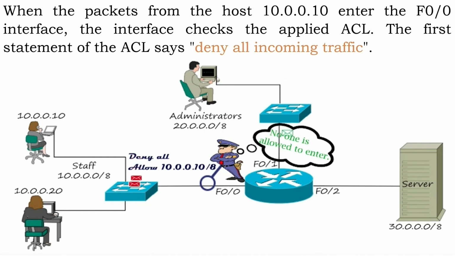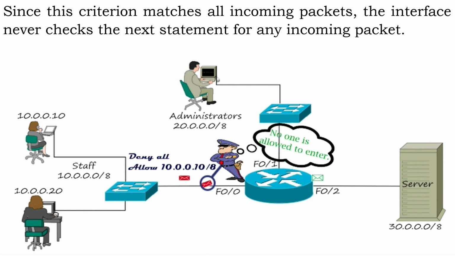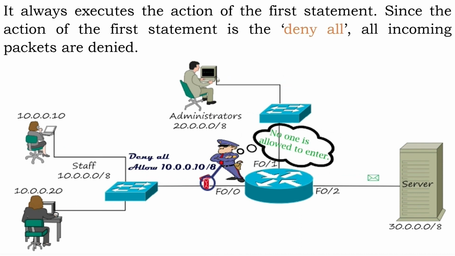When the packets from the host 10.0.0.10 enter the F0/0 interface, the interface checks the applied ACL. The first statement of the ACL says deny all incoming traffic. Since this criterion matches all incoming packets, the interface never checks the next statement for any incoming packet. It always executes the action of the first statement. Since the action of the first statement is deny, all incoming packets are denied.